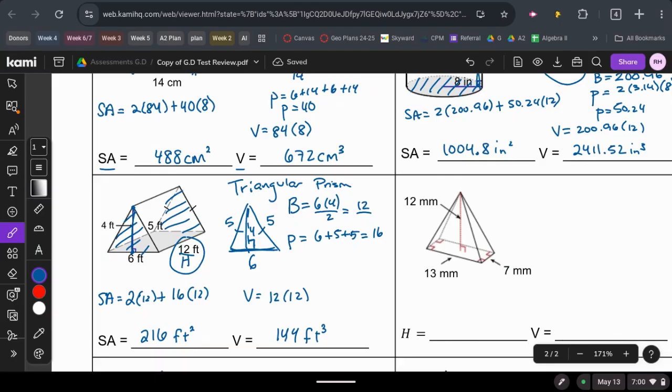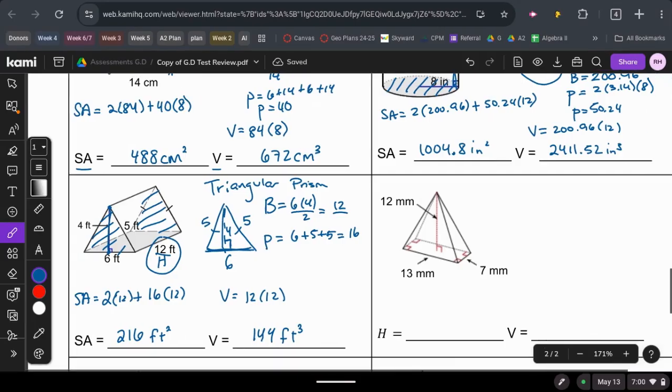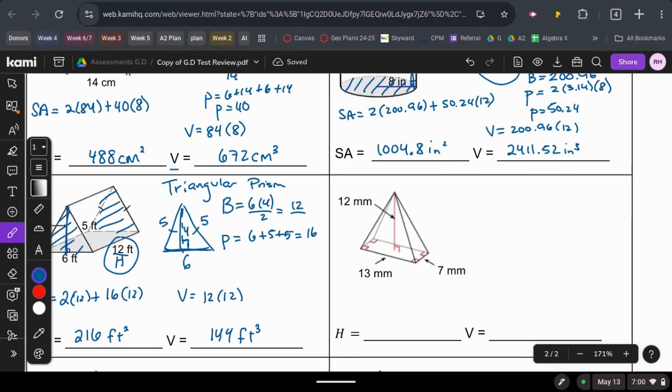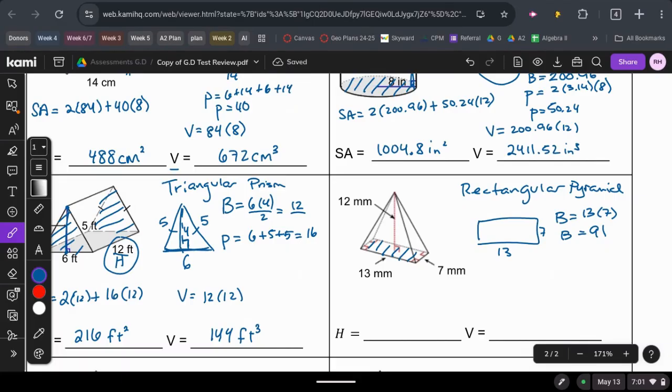The next one is a rectangular prism, and this is just asking for volume. Or not prism, it's a pyramid. For the rectangular pyramid, we've got the base, which is a rectangle, and it's 13 by 7. So the area of the base is 13 times 7, so that's 91. I don't need the perimeter because I'm not looking for the surface area at all. I'm just being asked for the height and the volume.